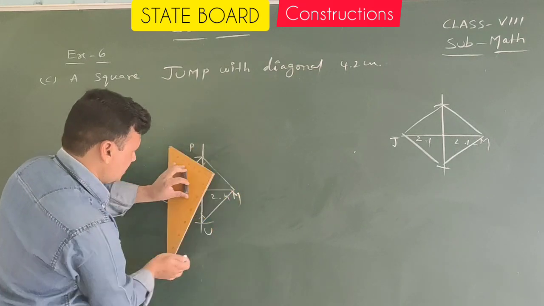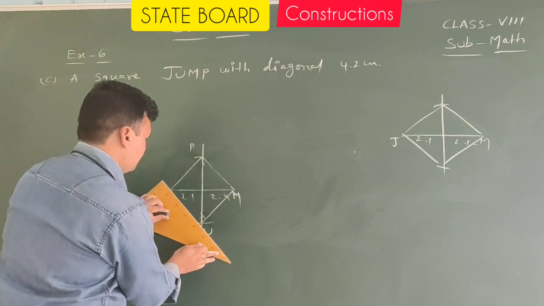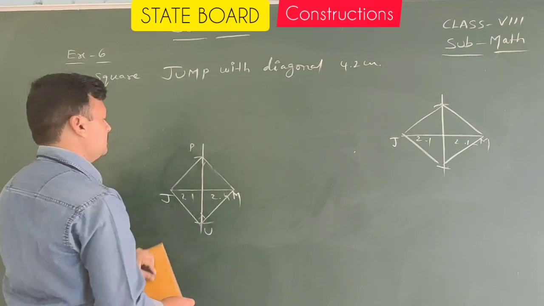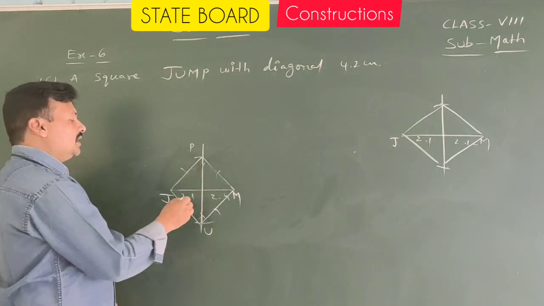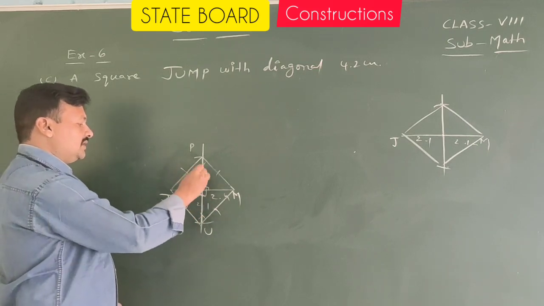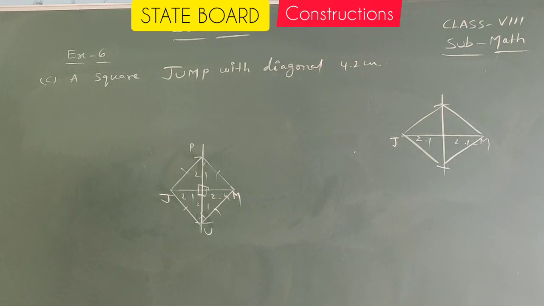Every square is also a rhombus. Don't bother about the shape. In the property, all sides are equal and the diagonals bisect each other and are equal, and each is perpendicular. Okay, in this way you can construct a square also.